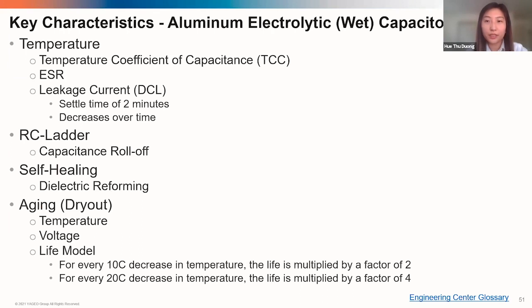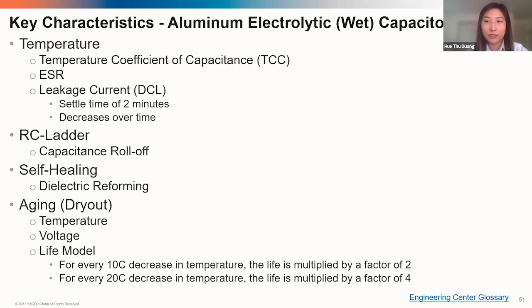So these parts are extremely dependent on temperature. And as these parts get colder, the ESR drastically increases as the ionic charge in the electrolyte migrates from the anode to the cathode and vice versa. So as the temperature gets colder, the rate at which these ions can move in the electrolyte slows down. And this contributes to the increase in ESR as temperature becomes colder.